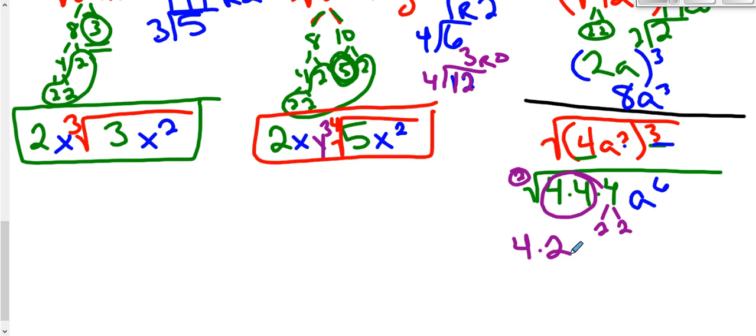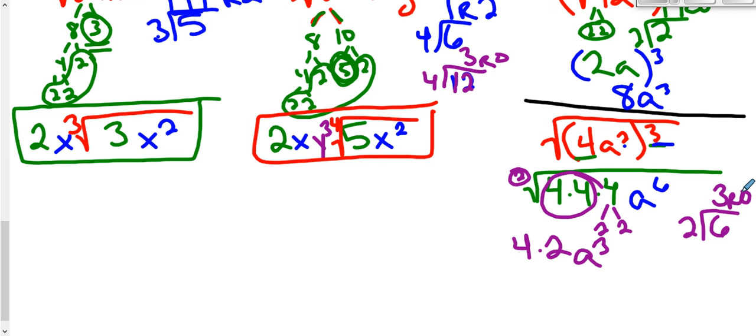A 6th, I'm going to use my division process. I have 6 a's inside. I need to bring 2 out at a time. So 2 goes into 6 3 times. That tells me that a cubed can come out. And I have a remainder of 0, so there's nothing left inside. So I have nothing left inside my radicals. All of my 4's came out, and my a to the 6th came out completely.